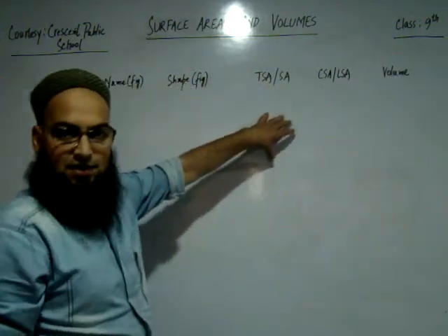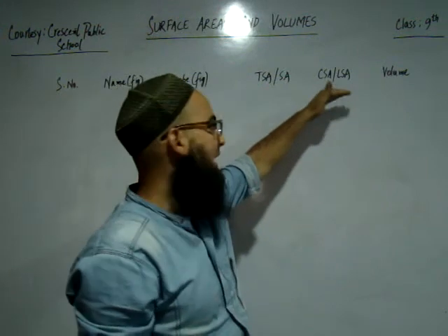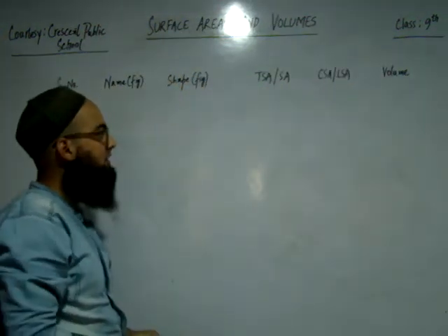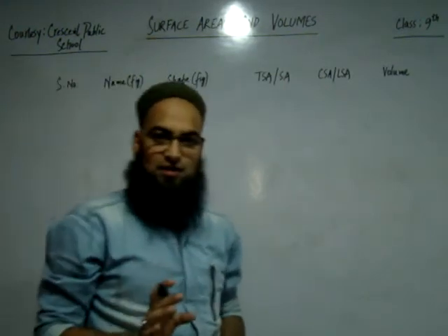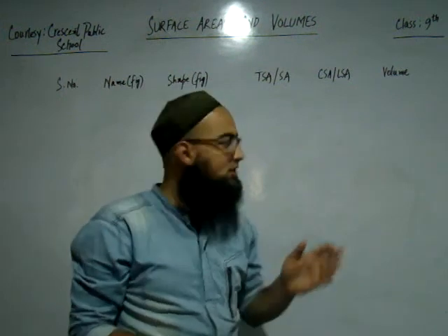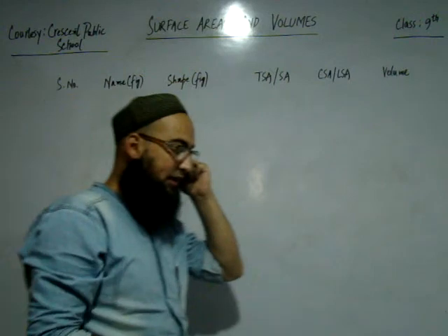CSA is curved surface area, or we call it lateral, L-A-T-E-R-A-L, lateral surface area. Total surface area or just simply surface area. When it is said surface area, it's understood it's total surface area. When it's mentioned lateral surface area or curved surface area, then we take it accordingly.